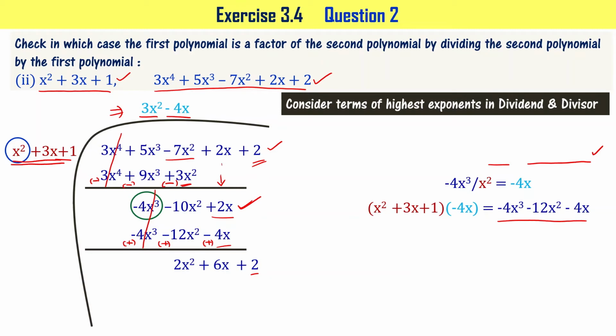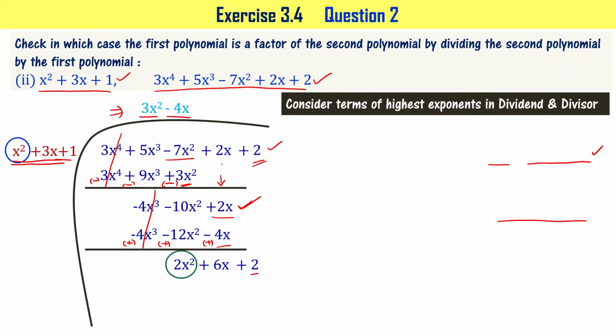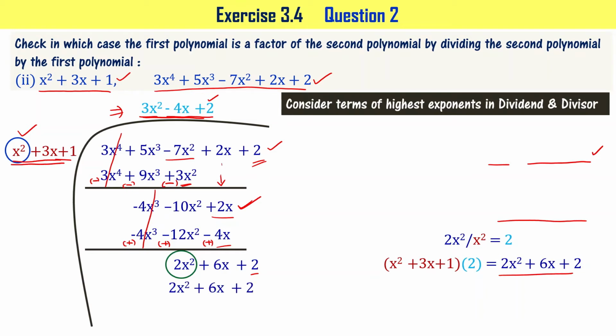In this particular expression, the term containing highest exponent is 2x square. Let me divide this 2x square with x square. When I do that, the answer is 2 that has to be written at the top. So now you have quotient 3x square minus 4x plus 2, right? Now let me multiply the divisor with this particular 2. When I do that, I get 2x square plus 6x plus 2 as the answer. Let me subtract this from this particular expression.